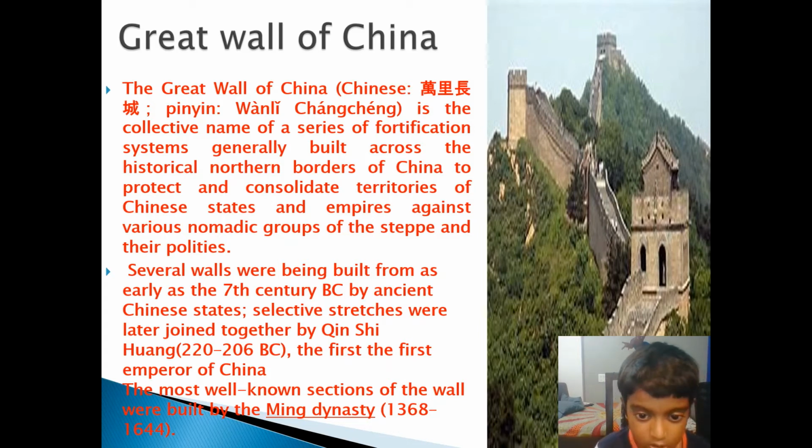Selective stretches were later joined together by Qin Shi Huang, from 220 BC to 206 BC, friends, the first emperor of China, Qin Shi Huang. The most well-known sections of the wall were built by the Ming dynasty from 1368 to 1644, friends. Okay, we can go to the next slide.